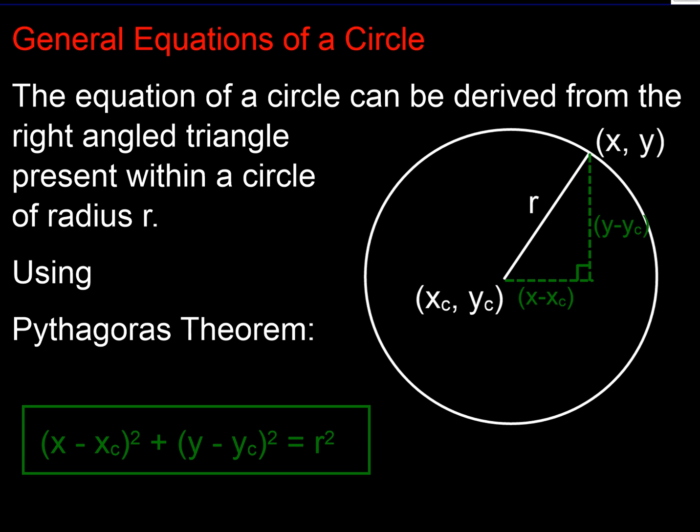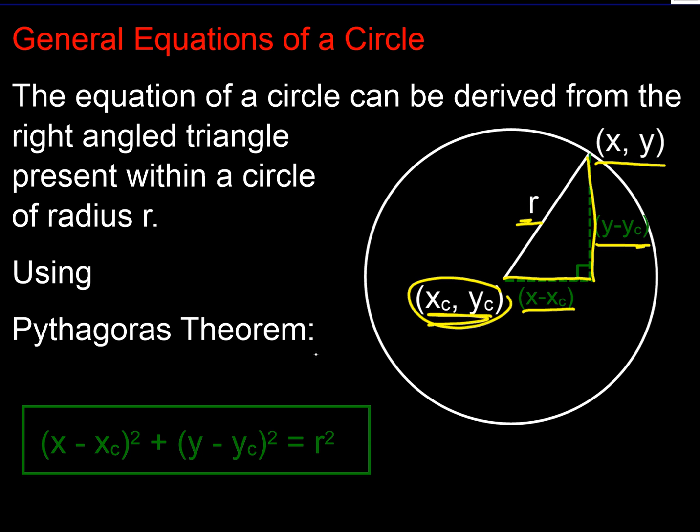Okay, let's start with the general equation of a circle. Well, the best way to look at this is to think about, we've got the center of a circle here, xc, yc, and all the points on the circle are distance r away from it, so any point x and y. So that means we can create a little triangle here, can't we? The base of the triangle is x minus xc, and the height of the triangle is y minus yc, and the hypotenuse is always r.